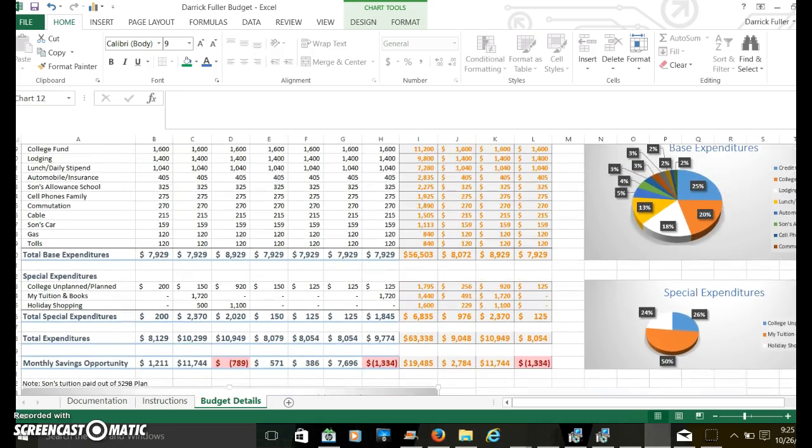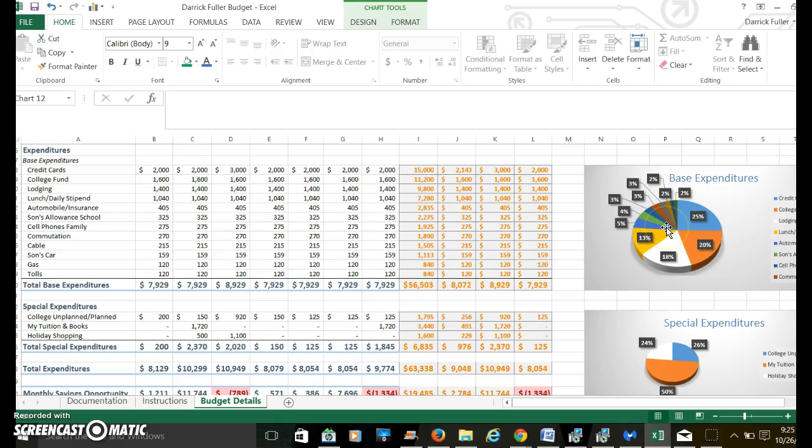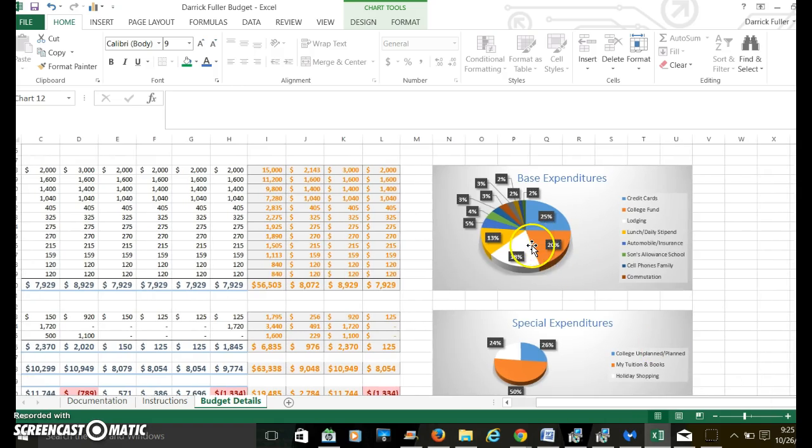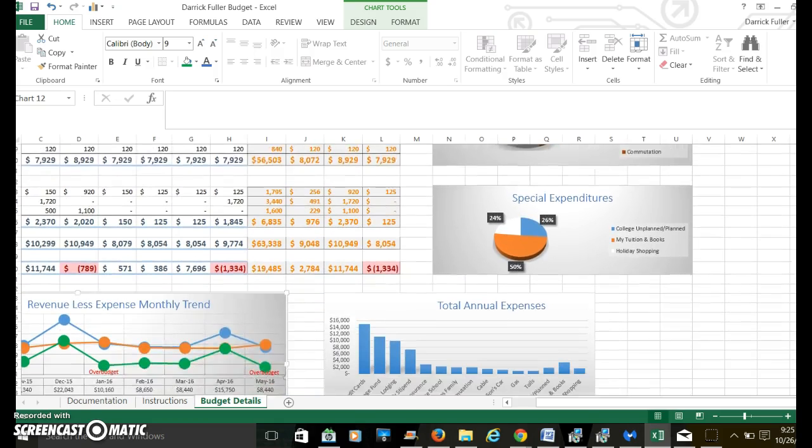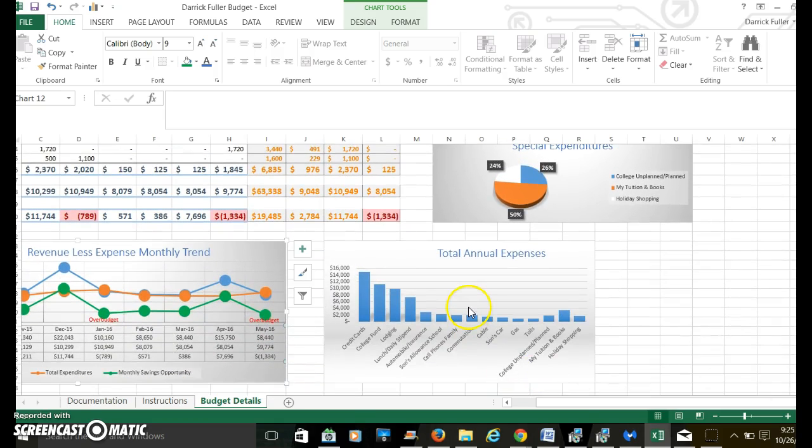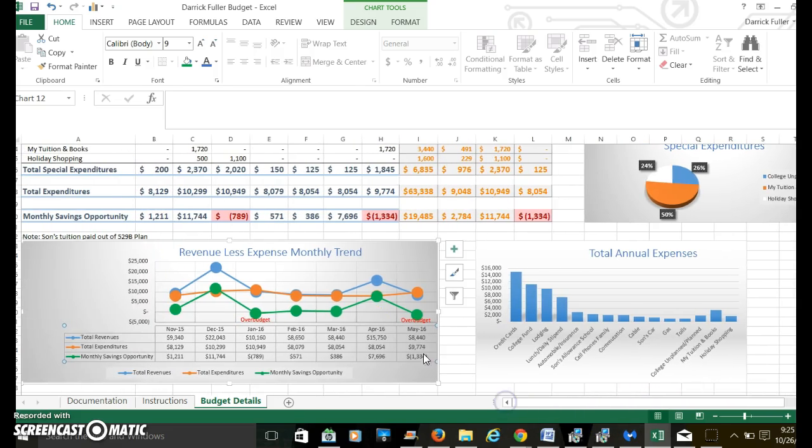So we have a line graph, we have a column or a bar graph, and we have pie charts that break out my monthly expenditures as a percent of total. Again, I think this kind of illustrates my monthly spending patterns and annual spending patterns, and how I do on my budget kind of on a monthly basis.